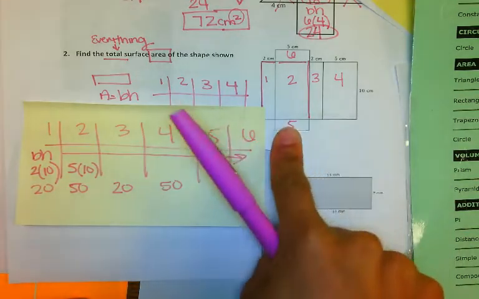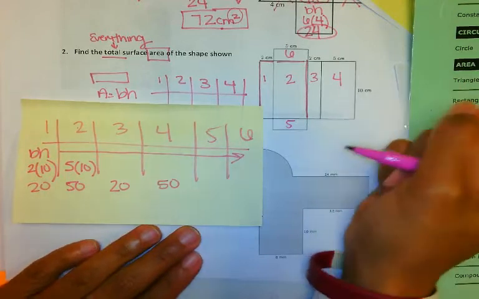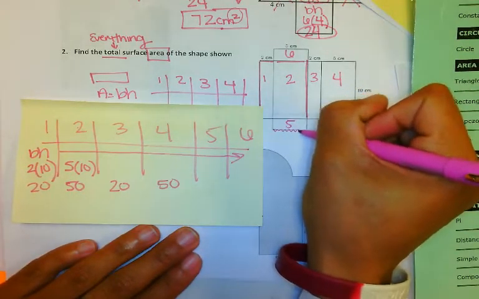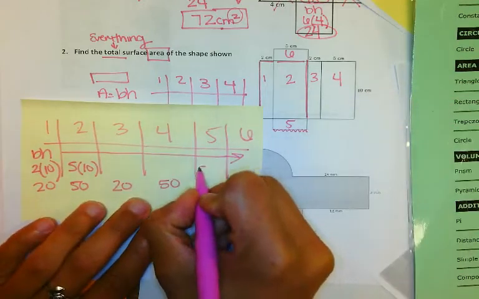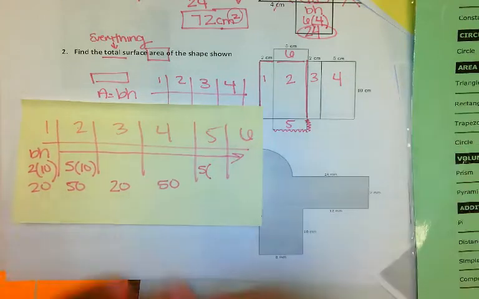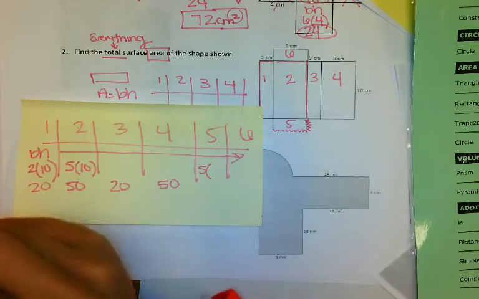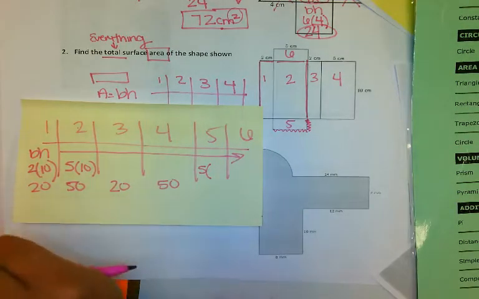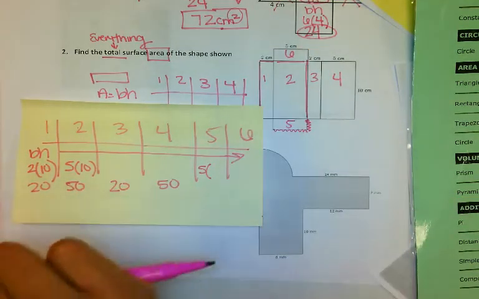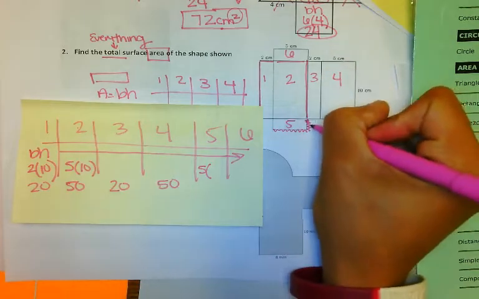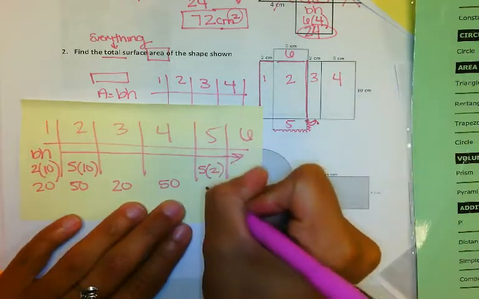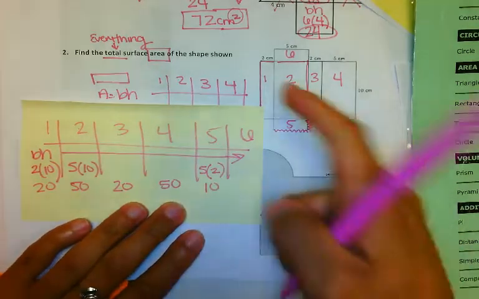Then we have number 5. So if I go to 5, I need my base. See if you can find the base. Pause the video. My base is here. So we got 5. My height, though, is here. What is that going to be? I don't know. Well, it doesn't say anything here. It doesn't say anything there. But I know that if I were to fold it, it would touch this, and that is 2. So we got 10. And then 6 is also 10.